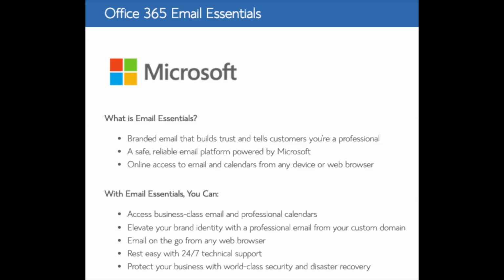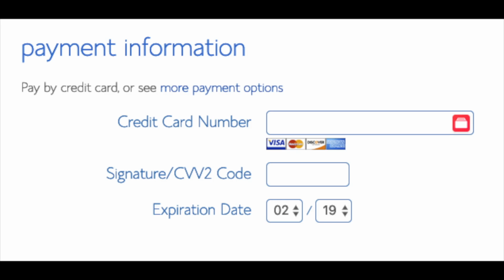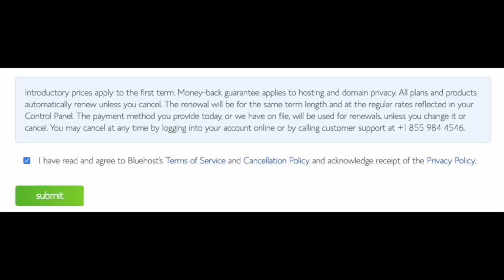As you can see, you're saving a lot for this hosting package. Below that, you will input your payment information. I'm not going to fill this out for protection of personal information. Once your information is filled in, you want to select the I have read and agreed to Bluehost privacy policy and terms of service. Now click the submit button.